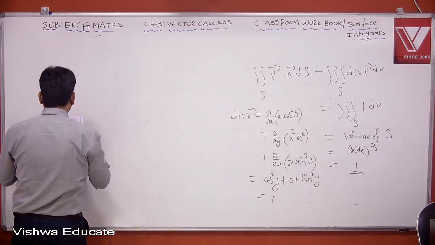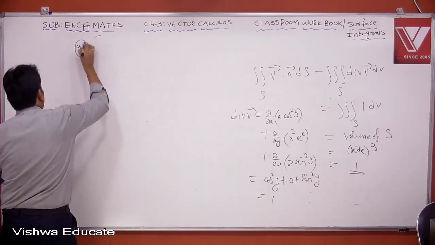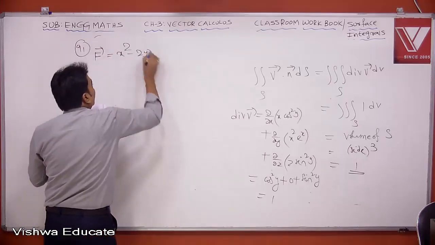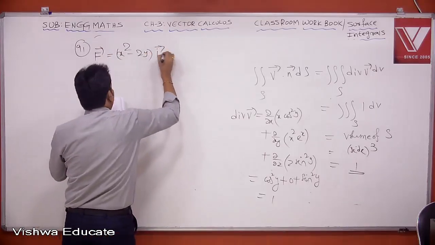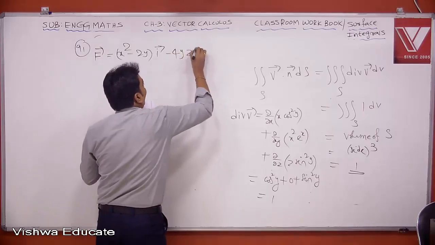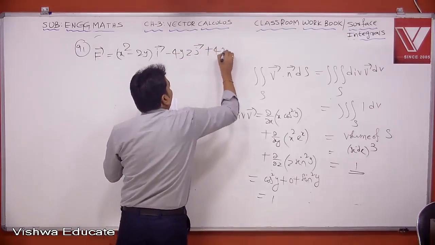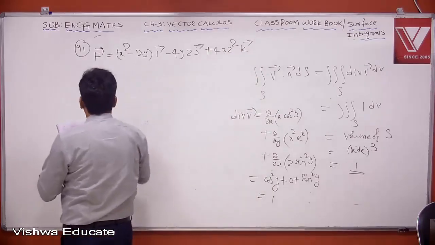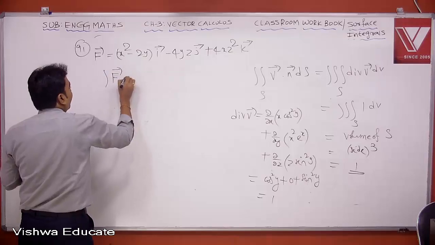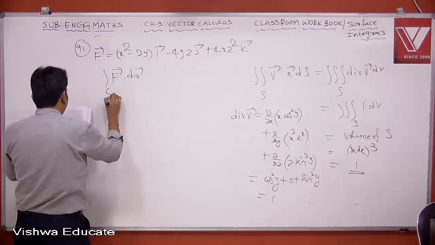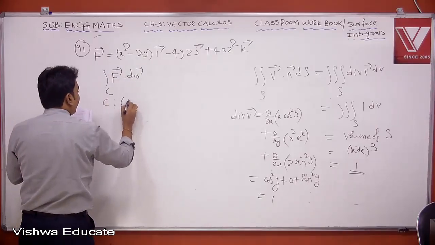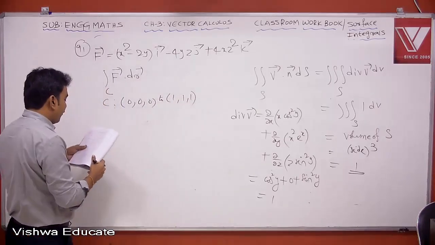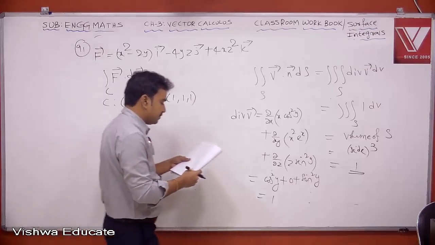Let's discuss the last question. This is 91. Given that f bar equals x square minus 2y I bar minus 4yz j bar plus 4xz square k bar. We need to find the value of the line integral of f bar dot dr bar over C, along the straight line C from 0, 0, 0 to 1, 1, 1. So we need to find this line integral. Options are given.